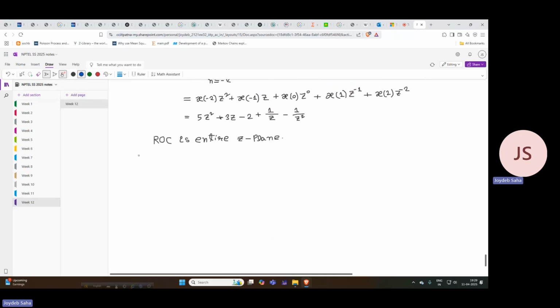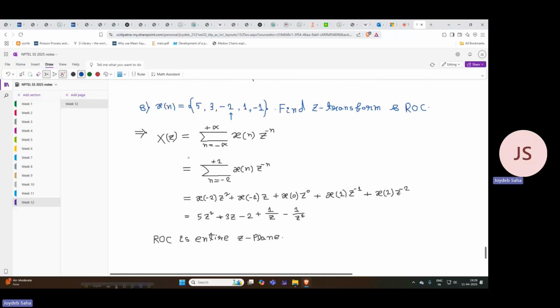Okay, so have a look on this solution, then we'll proceed further.